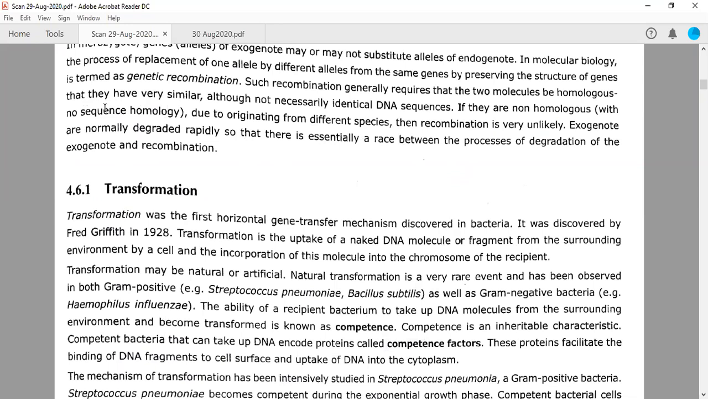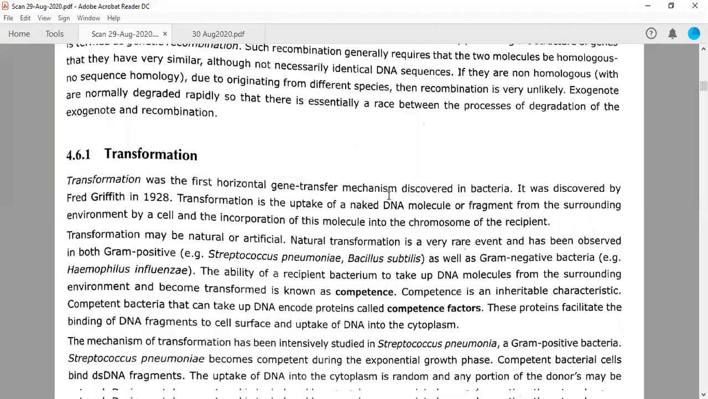Exogenotes are normally degraded rapidly, so there is essentially a race between the process of degradation of the exogenote, that portion of the DNA which is coming from outside, and genetic recombination. So these are two processes. There is always a race. Either it will be degraded or it will be integrated into the bacterial endogenote.